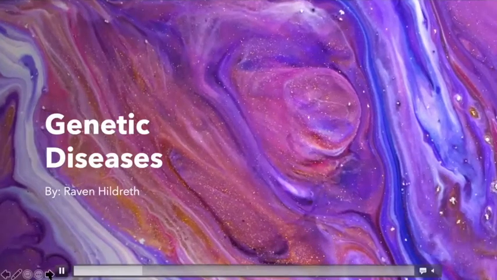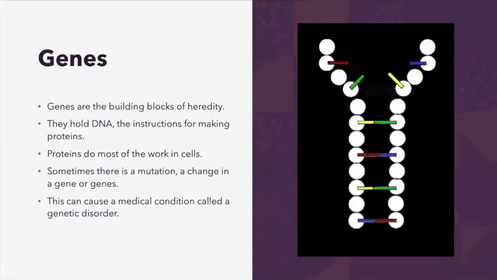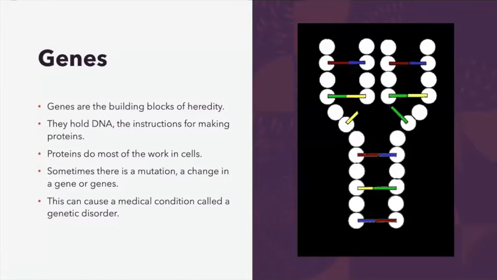Today, we're going to be talking about genetic diseases. Genes are the building blocks of heredity. They are passed from parent to child. They hold DNA, the instructions for making proteins. Proteins do most of the work in cells.